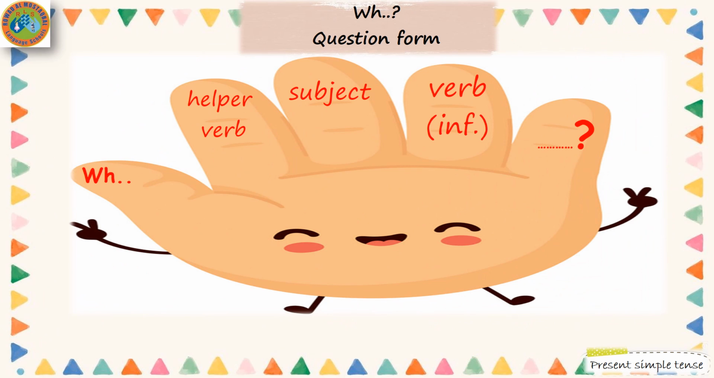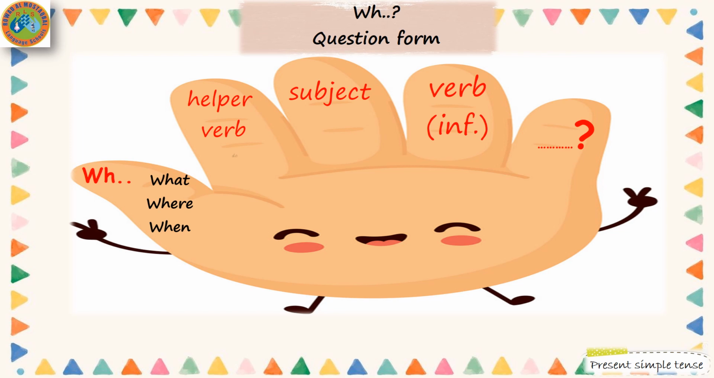And if I want to form a WH question in the present simple, we will start with a WH question word like what, where, when. What asks about something, where asks about place, when asks about time. Then I will put the helper verb. The helper verb helps me to know in which tense I ask.